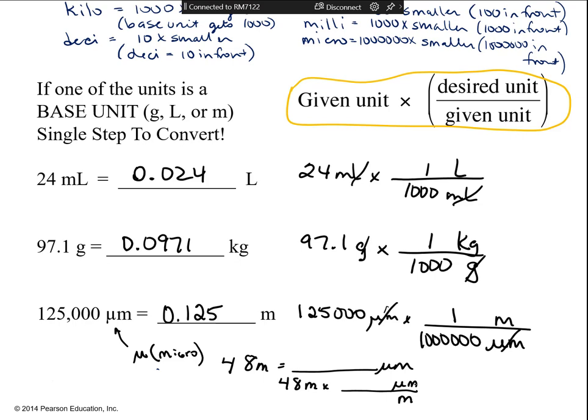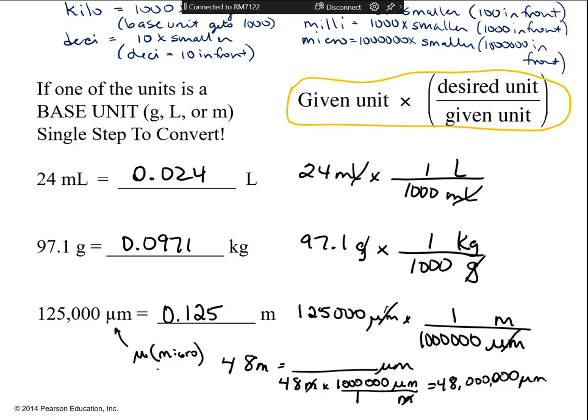Now, anytime you see micro, what do you put in front? A million. So notice here, the million is on top. What unit do I put on the bottom? The one. So meters and meters will still cancel. But now when I do this math, what am I going to do? 48 times a million. So this is going to be 48 million in my answer. I would just multiply everything across the top and divide by one, which isn't going to change my number. So this one would be 48, 1, 2, 3, 4, 5, 6, and that's micrometers.